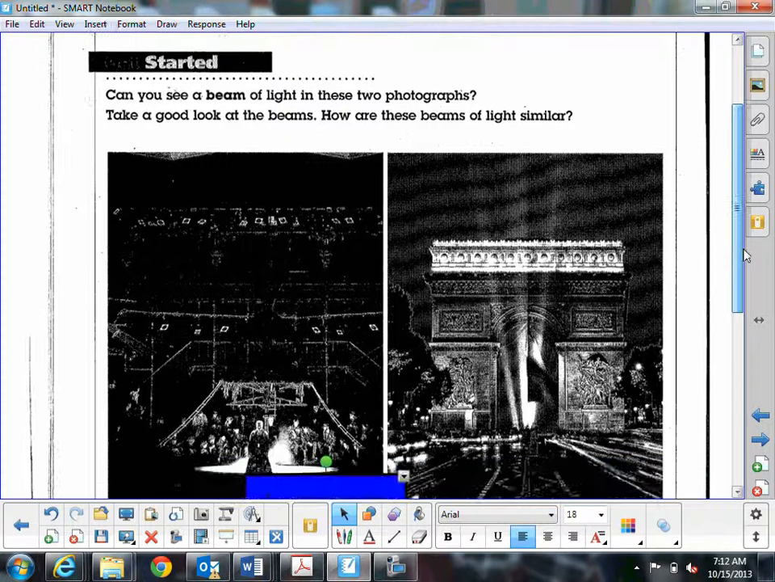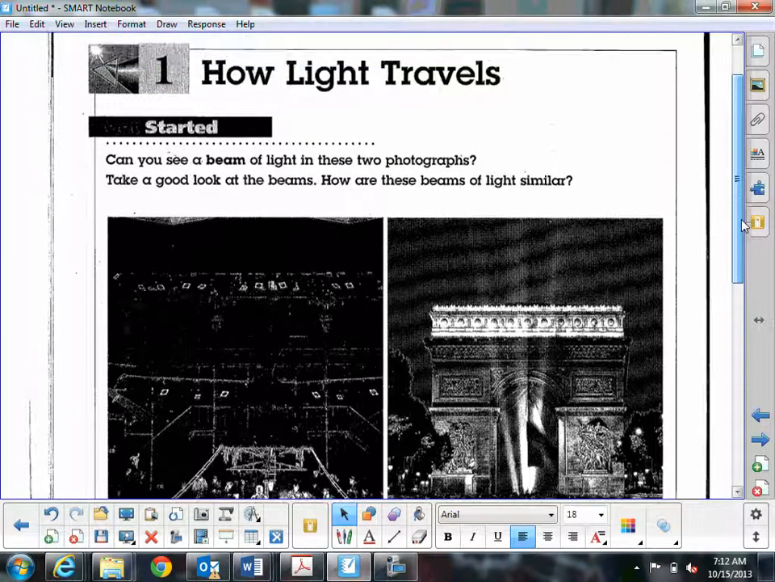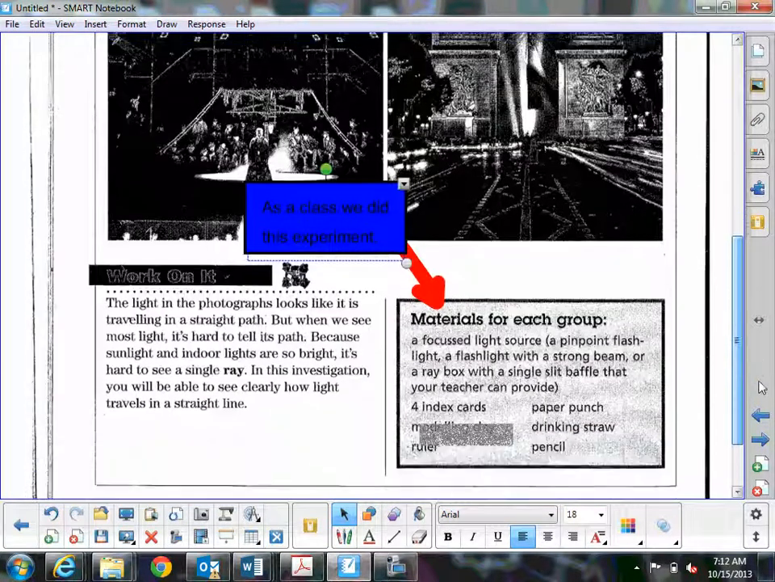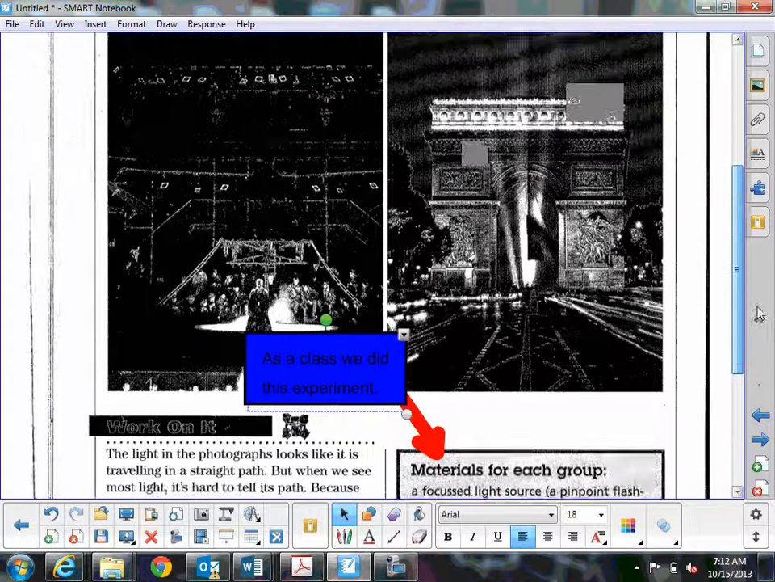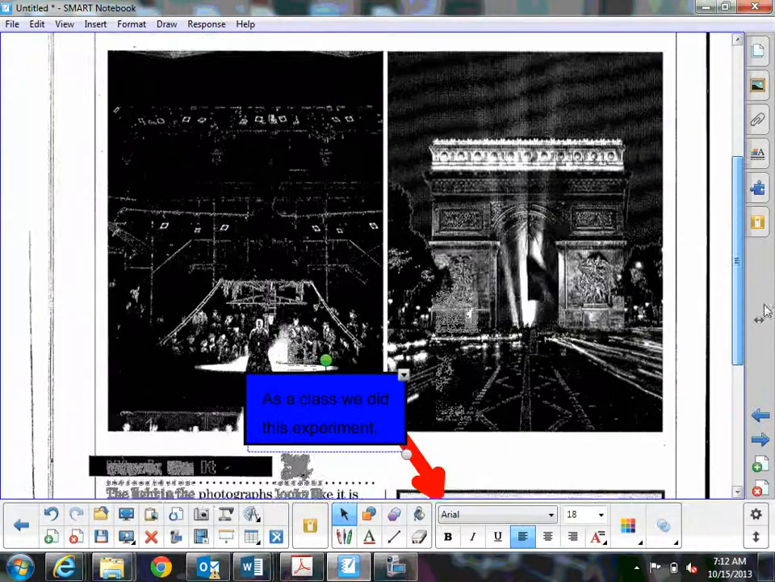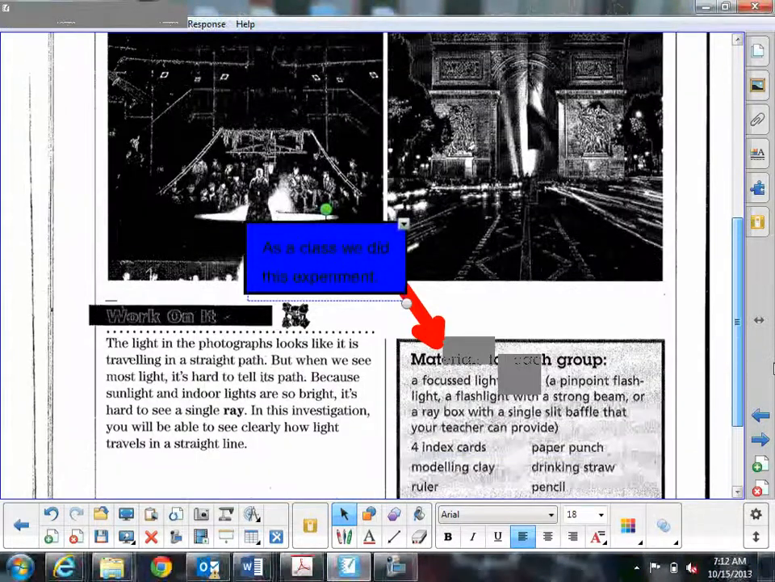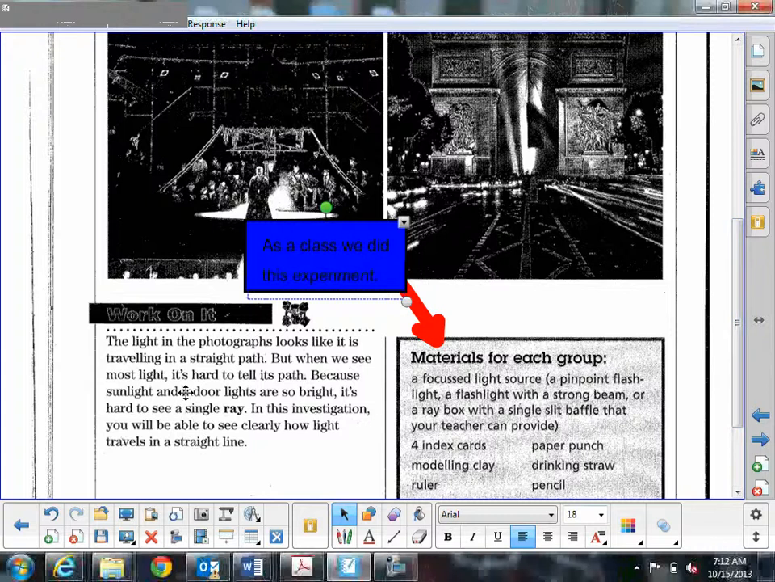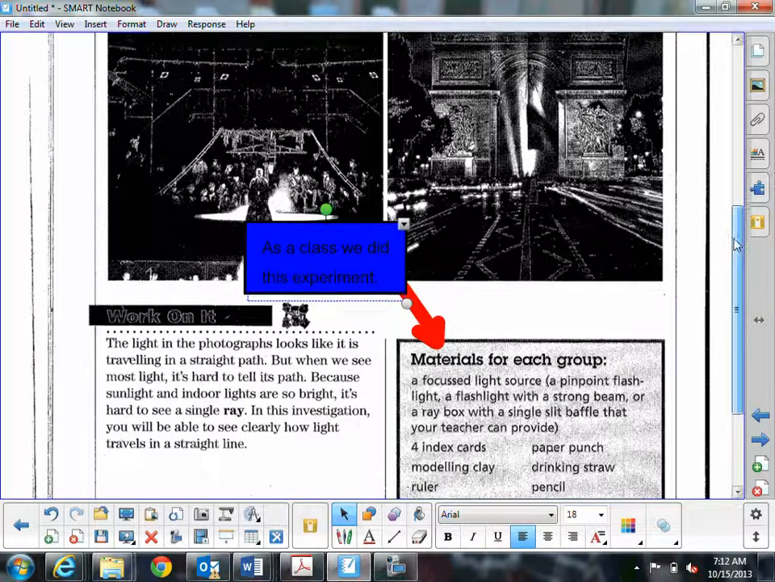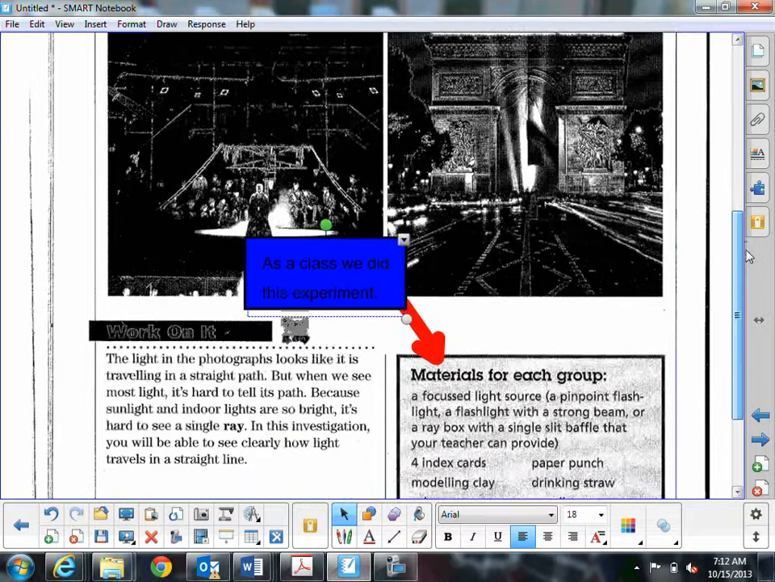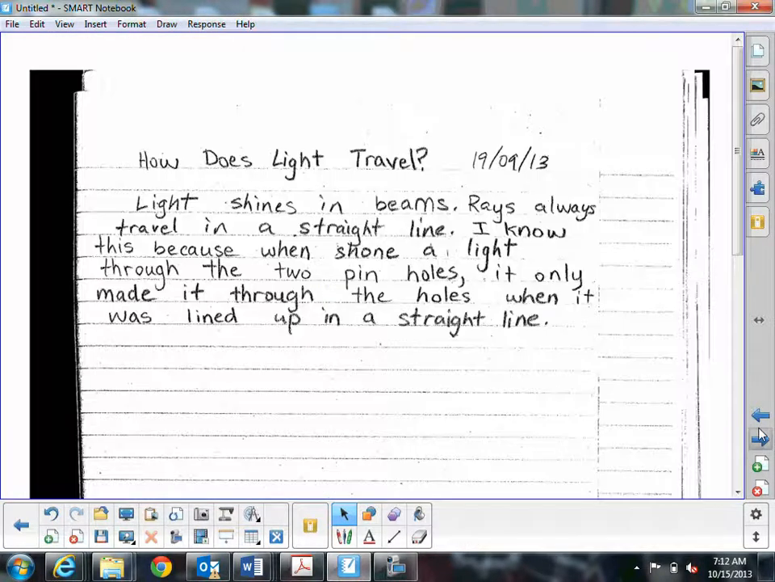The next thing that we went into is how light travels. We did this experiment right here, and we talked about the definition of ray and beam, and those are two things that you should know. A single ray of light travels in a straight line. That's what we need to know. This is the note that we wrote with the lesson: light shines in beams, rays always travel in a straight line.